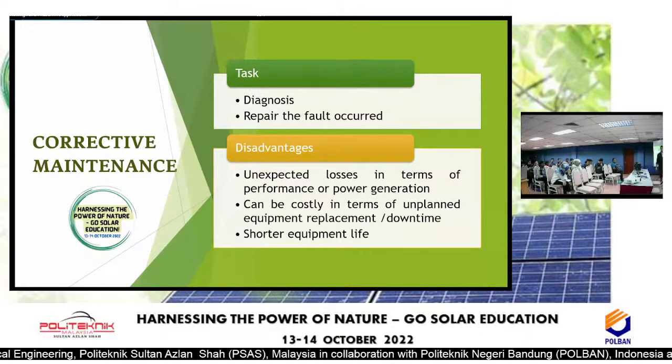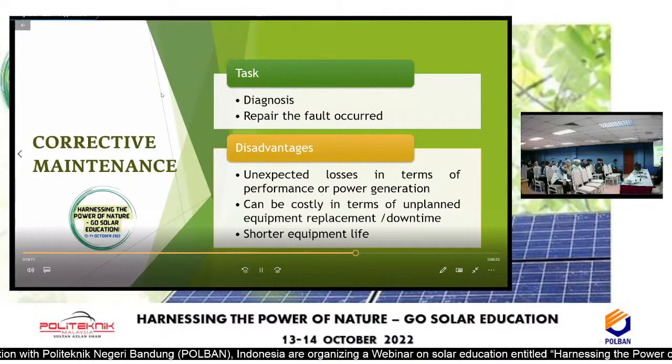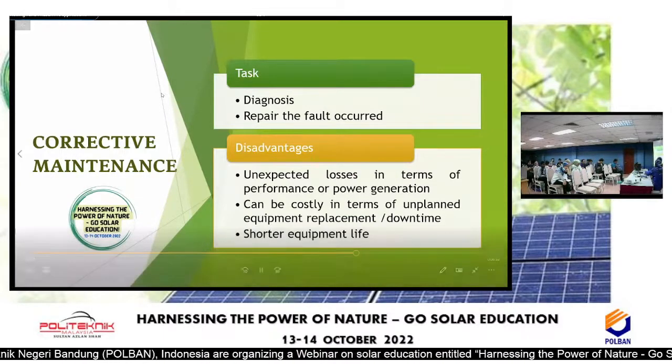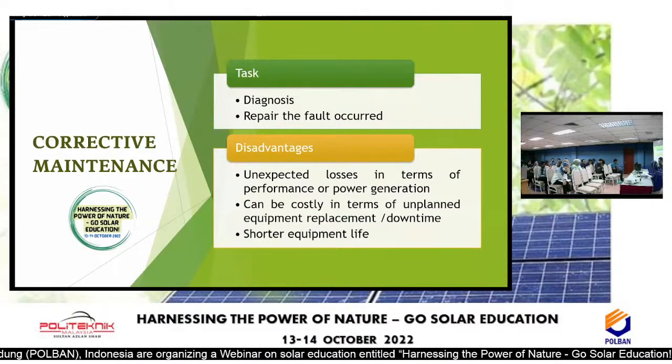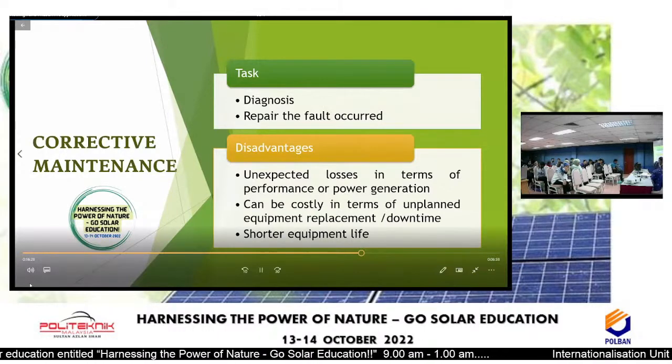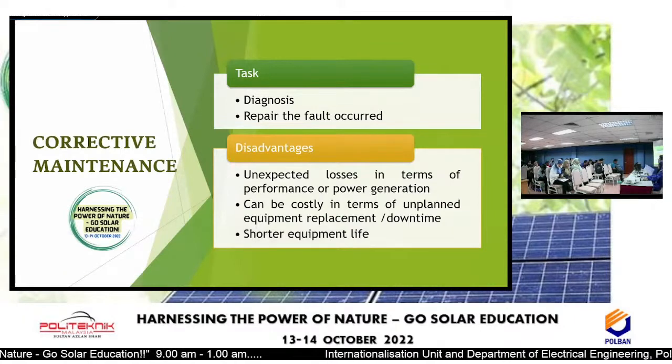Along this process, there will be some disadvantages to the system. There will be unexpected losses in terms of power generation. It means that when we are doing the repairing, maybe there are some parts that we need to shut down while we are doing the repairing process. So for that period, we will have no power generation for our system, so we are having losses there.